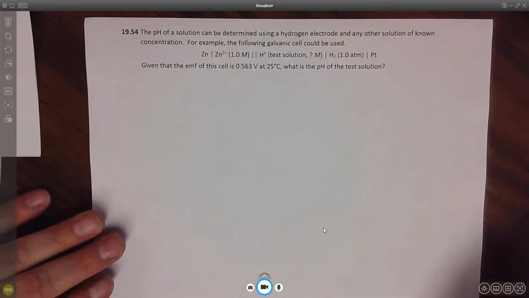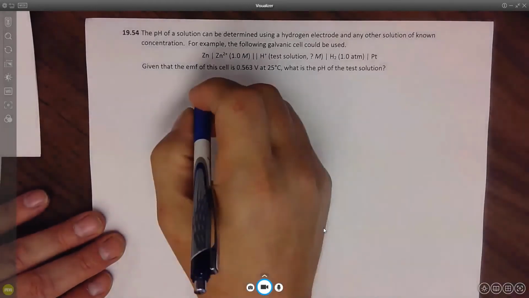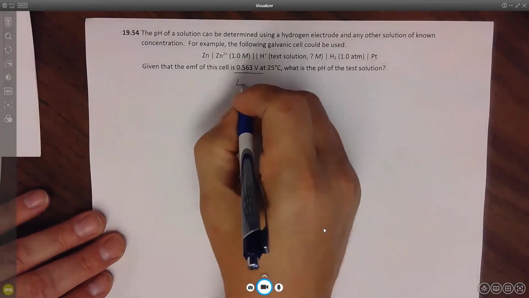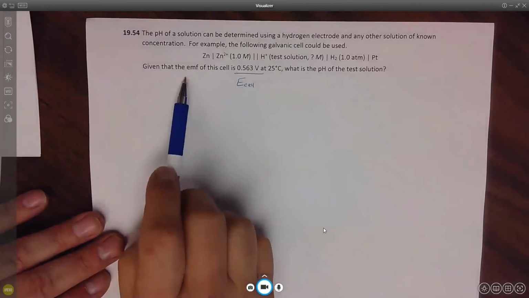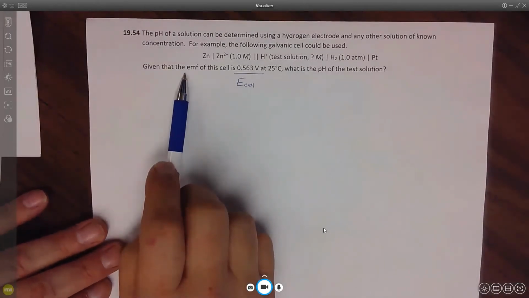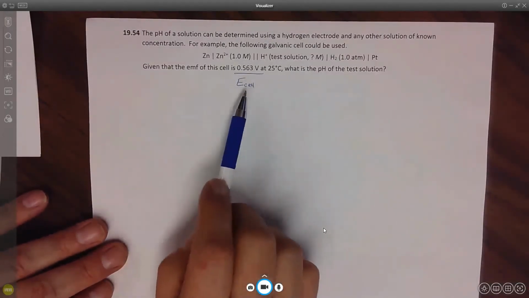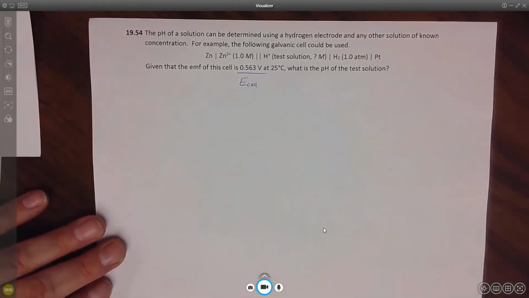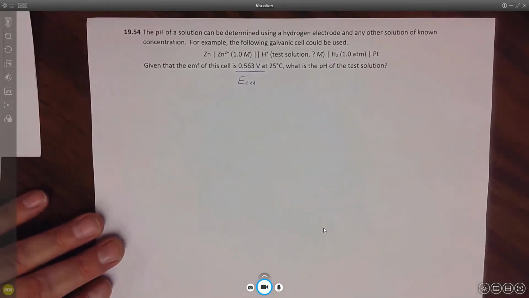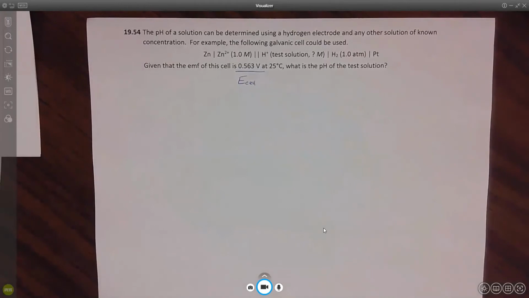So given the cell EMF. Now, this isn't a standard cell EMF, so this is basically just E cell. It's not E cell naught. Otherwise, it would have said the standard EMF. So it's just saying EMF, so this is just E cell. Then it wants to know what is the pH of the electrode. So any idea of how we would solve this?